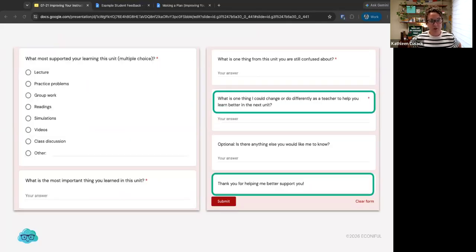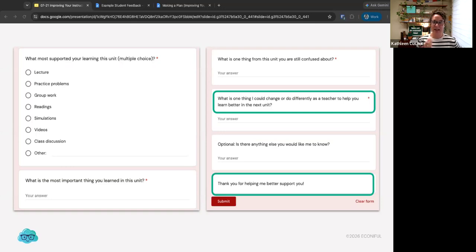And then it continues on with what's one thing I could change or do differently as a teacher to help you better learn in the next unit. And thank you for helping me better support you. That kind of phrasing is saying, I, as a teacher, am taking responsibility to improve, and I'm here to help you. Like, that's my end goal here, is for you to be successful.